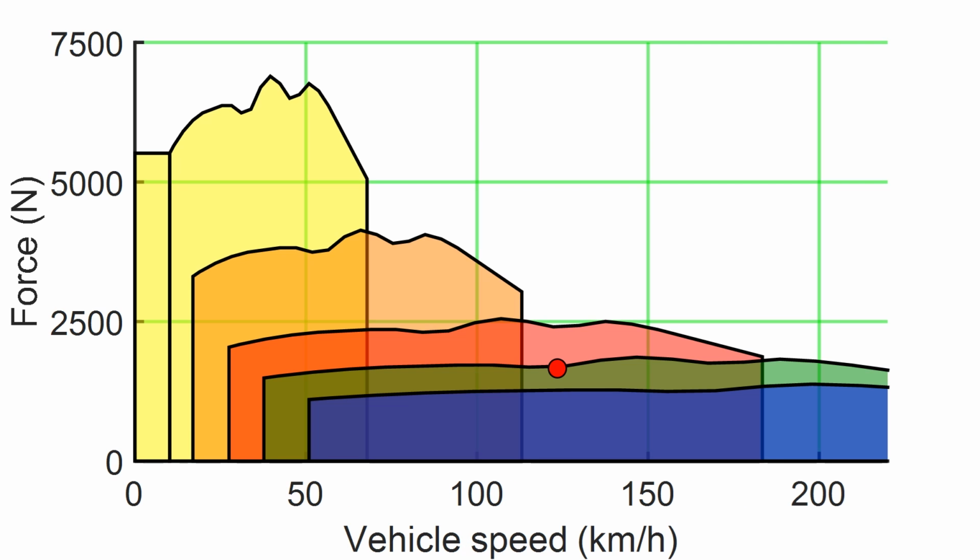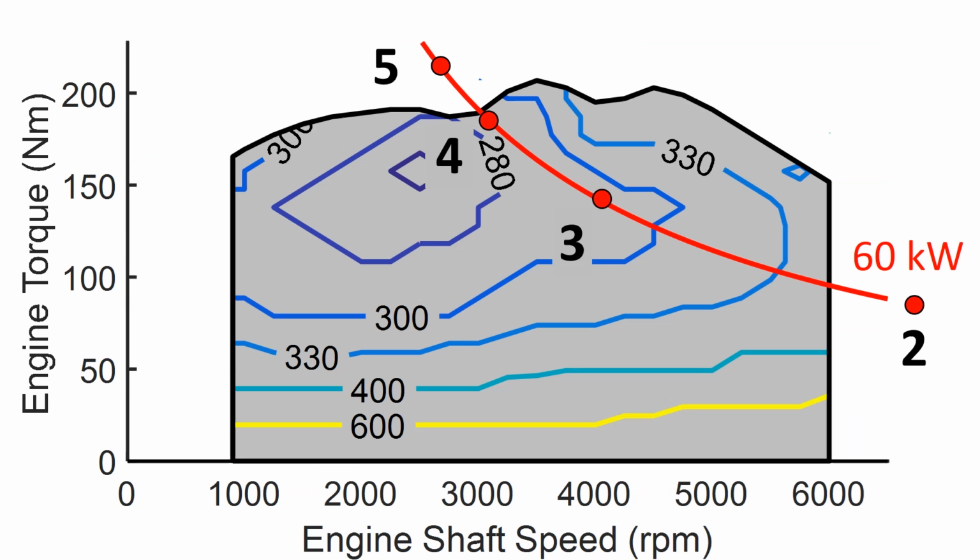Now we assume that the vehicle drives at 120 km per hour and needs 1800 Newton traction force. If we analyze this from the engine perspective, we get these engine operating points. This time we can only select from 2 gears. Gear 3 leads to about 295 grams per kilowatt hour and Gear 4 about 290 grams. Again, Gear 4 leads to the lowest fuel consumption. The overall lowest possible fuel consumption at 60 kilowatt engine power is about 288 grams per kilowatt hour, and it is in this operating point.